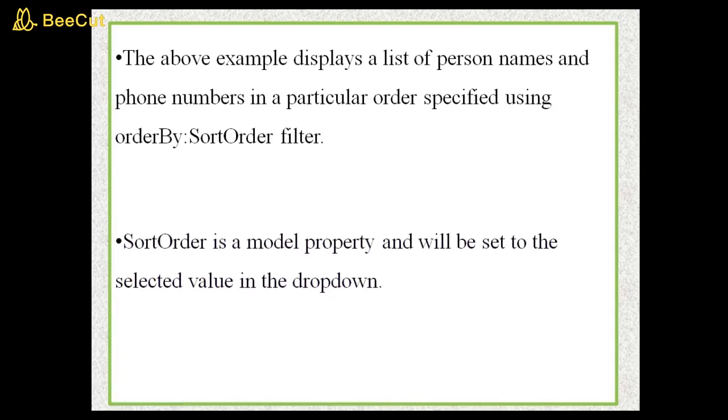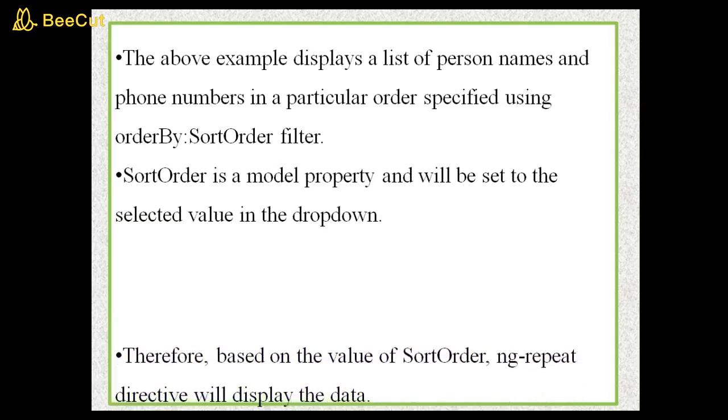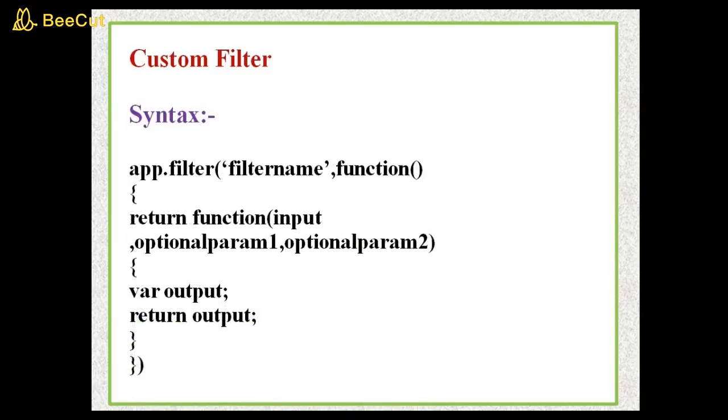Sort order is a model property and will be set to the selected value in the drop-down. Therefore, based on the value of sort order, the ng-repeat directive will display the data. Now custom filter. Syntax: add dot filter in brackets, filter name comma function. See, return function. I'm using three parameters here: input comma optional param1, optional param2. Where output, return output.